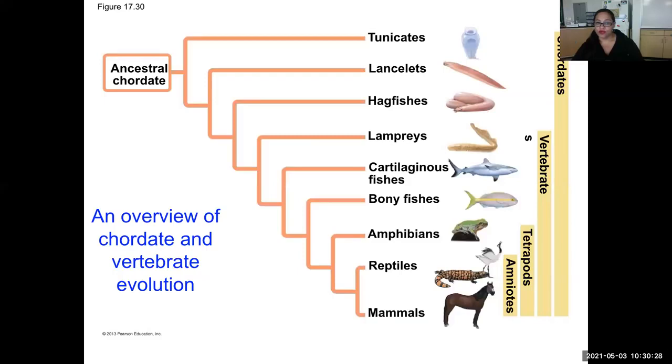An overview of chordate and vertebrate evolution. So the ancestral chordate that evolved. This is a completely different branch, still on the same tree, but completely different branch. So all of those are called chordates. Most of them are vertebrates. Then limbs evolved. Now there's tetrapods and then amniotes. We will get to amniotes when we talk about reproduction in a minute.